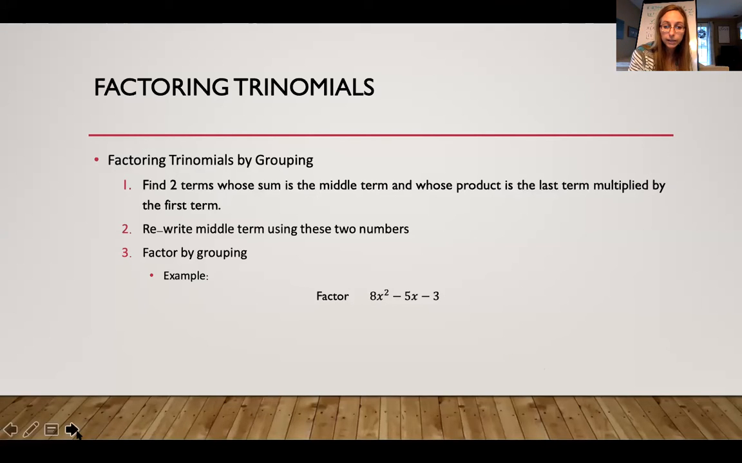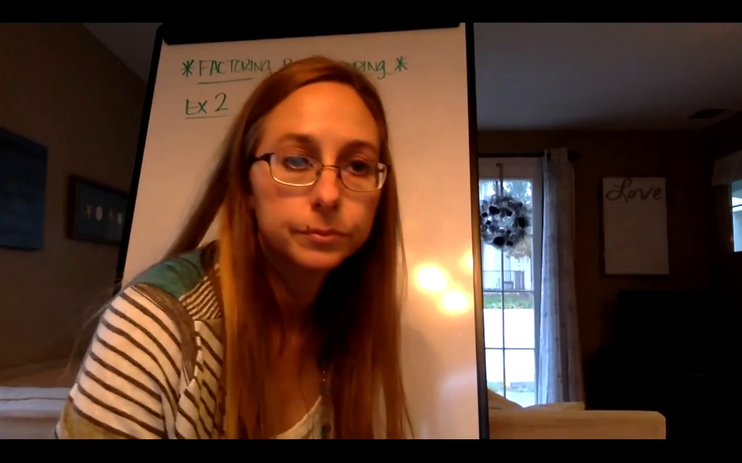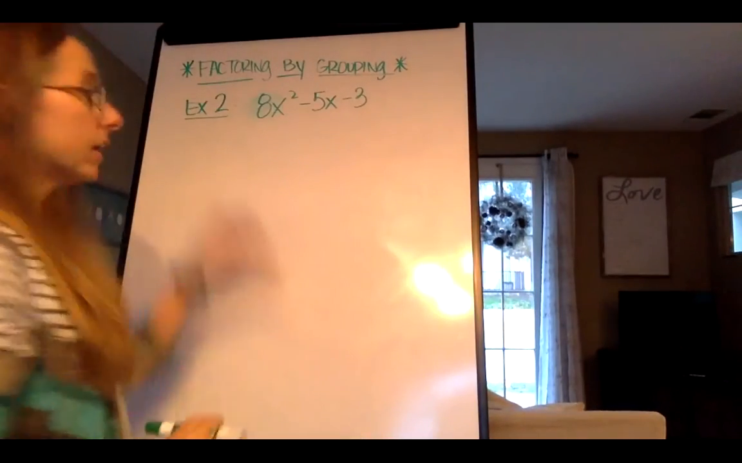We're going to factor 8x squared minus 5x minus 3. So it is 8x squared minus 5x minus 3. Okay, how do we factor this?